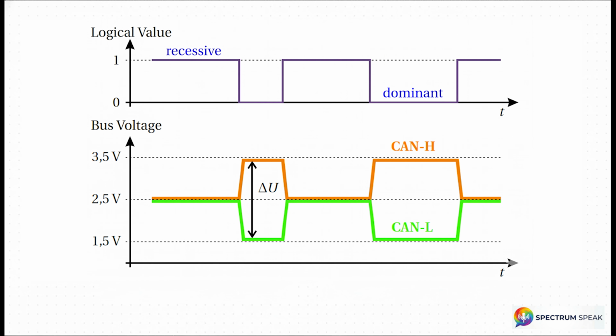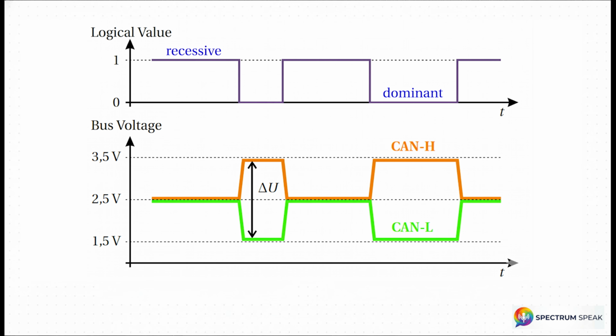Let's look at the high-speed CAN spec first. Check out the voltage levels. During a recessive state, a logical 1, both the CAN high and CAN low wires just sit there resting at 2.5 volts. That means the differential voltage, delta U, is exactly 0 volts. There's your quiet room. But to transmit a dominant logical 0, CAN high is actively driven up to 3.5 volts and CAN low is pulled down to 1.5 volts. This creates a powerful 2-volt differential. That 2-volt gap, that is the megaphone.